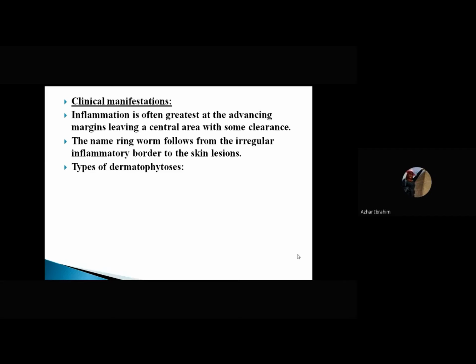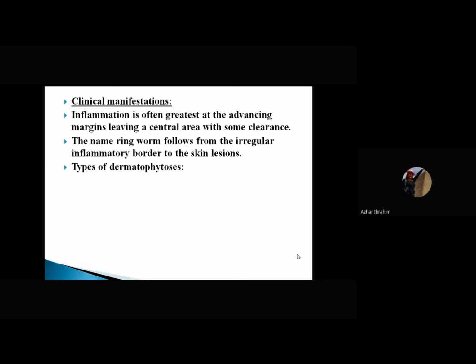And now, clinical manifestations. What are the clinical manifestations? This is just general clinical manifestations. Later on, I will go into the details. We have different types of dermatophytosis, which we will learn about according to the site of infection, but they share one characteristic feature: the lesion looks like a worm.